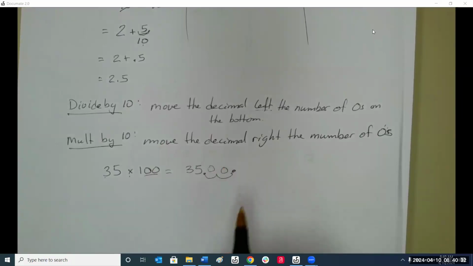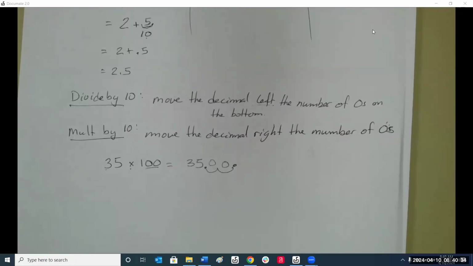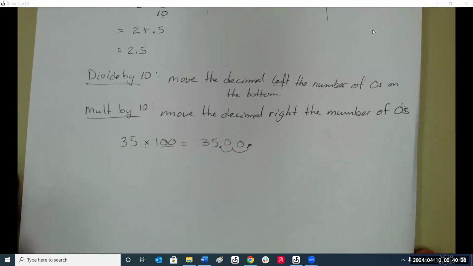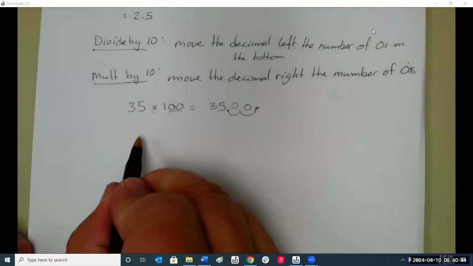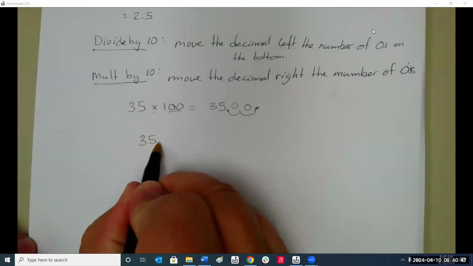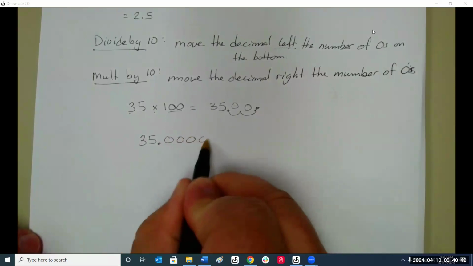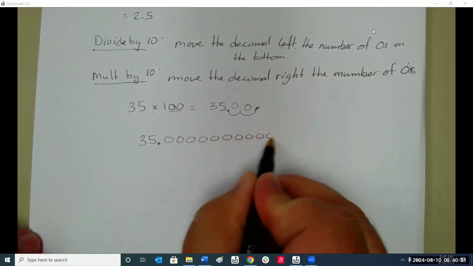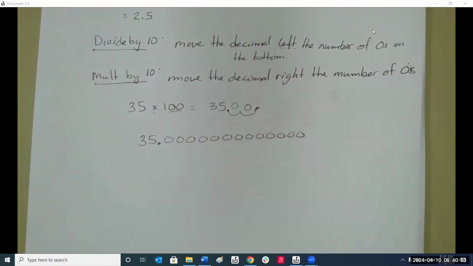So whatever is there, I put zeros. Because there's nothing there, I put zeros. Is that a true statement? There's nothing there. Because the number 35 actually looks like this. It has an infinite number of zeros behind it. It just doesn't do anything for us.